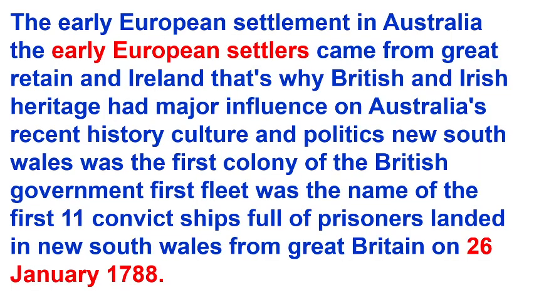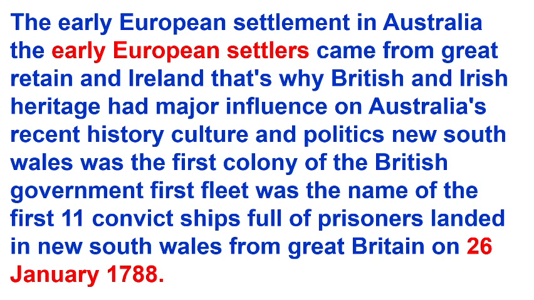The early European settlement in Australia. The early European settlers came from Great Britain and Ireland. That's why British and Irish heritage had a major influence on Australia's recent history, culture and politics. New South Wales was the first colony of the British government.